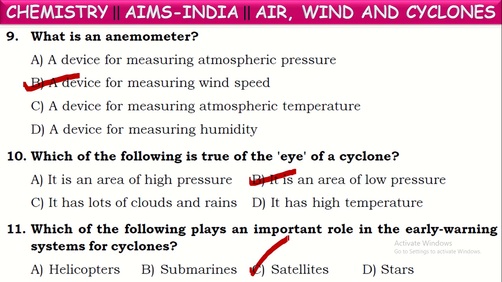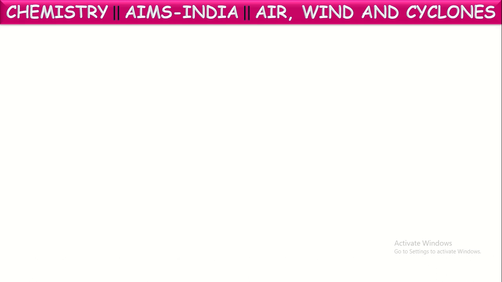Satellites predict the upcoming weather conditions, and they give us information about the upcoming storms, cyclones or any rains. So we can be ready to face those in advance. Right? They are satellites. So satellites play an important role in the early warning systems of cyclones. Next one.